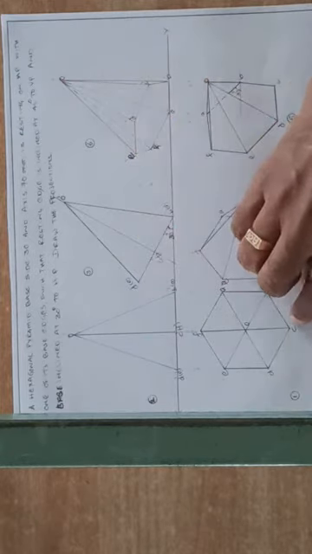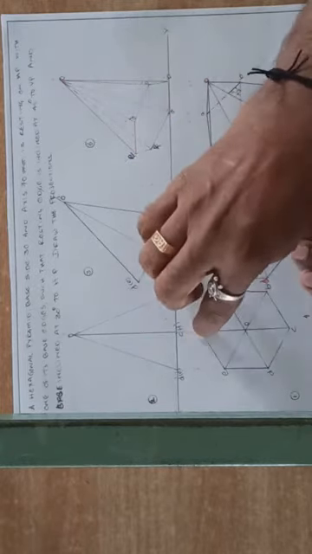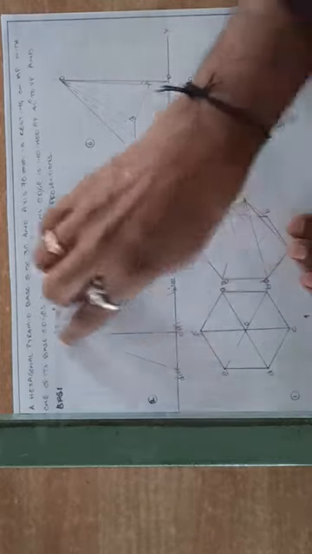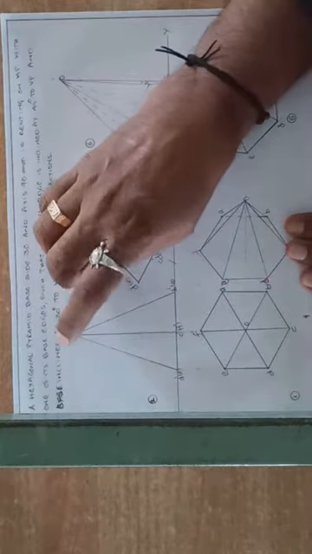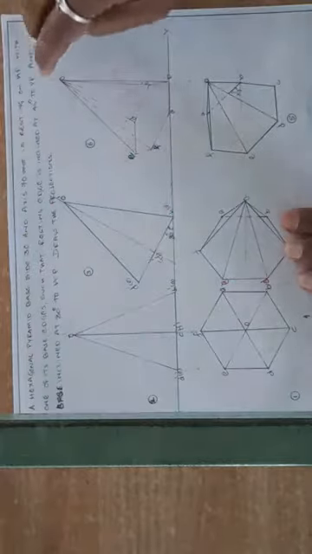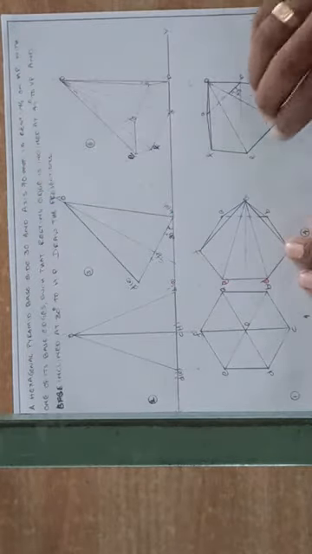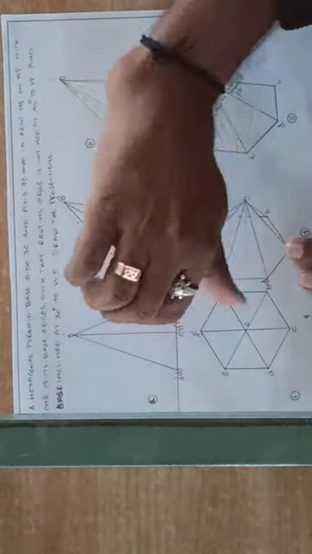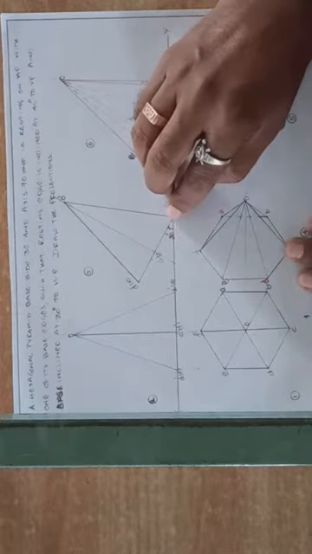Here B visible, C visible, D visible, E not visible, F not visible, A not visible. Then join all the points with the vertex point, that is O dash, which is at a height of 70 mm. Now you have to tilt this front view such that the base is inclined.